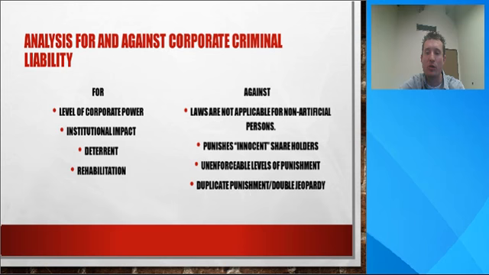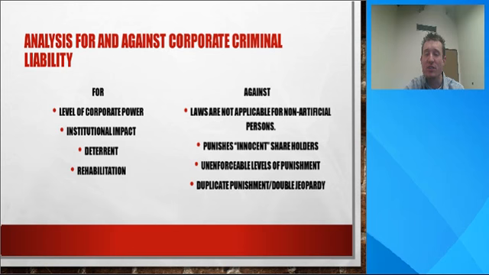The largest argument, though, is a deterrent. If you think about the Pfizer case and you look at the large amount of money that Pfizer had to pay in penalties, does that deter other corporations from breaking laws, knowingly breaking laws, or encouraging their employees to knowingly break laws? Couple arguments against.